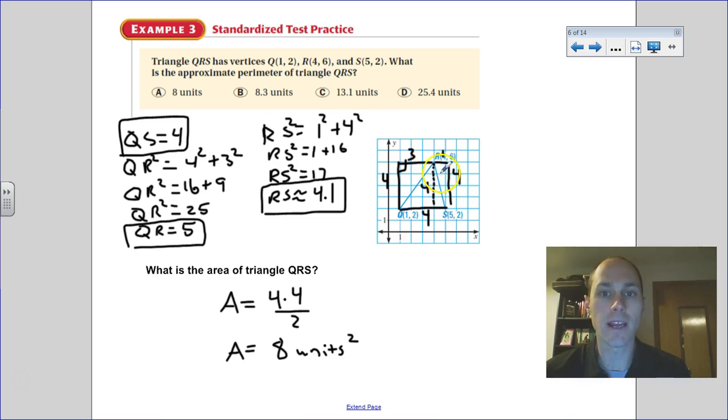RS, I went over 1 down 4 to form my right triangle. 1 squared plus 4 squared gives me 17. The square root of that is about 4.1. So when I add those up, 4 plus 4.1 is 8.1, plus 5 is 13.1. Then the area is base times height divided by 2. Base of 4, height of 4. So 4 times 4 divided by 2 gives me 8 square units.